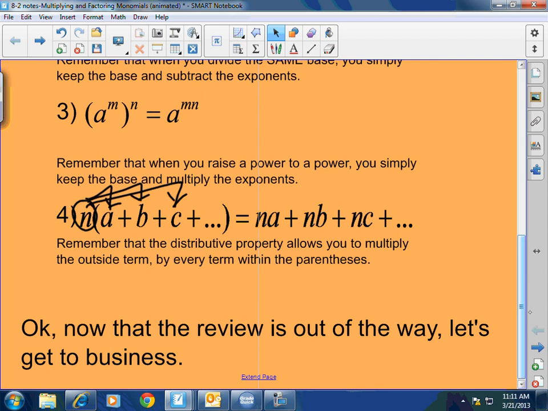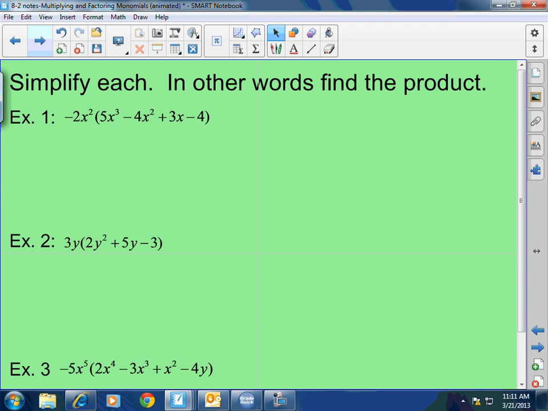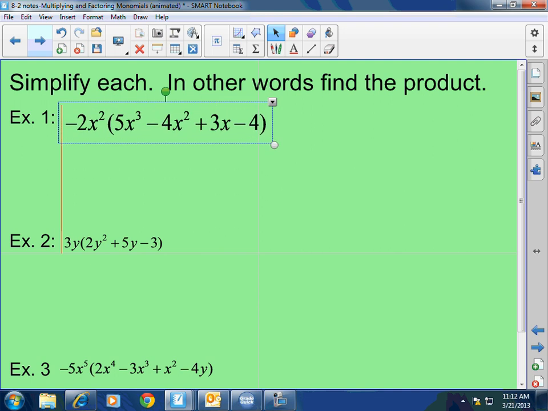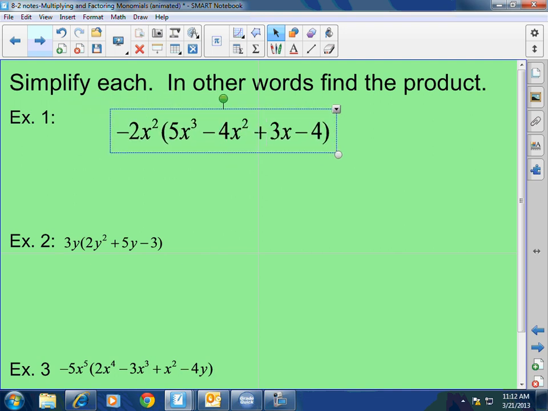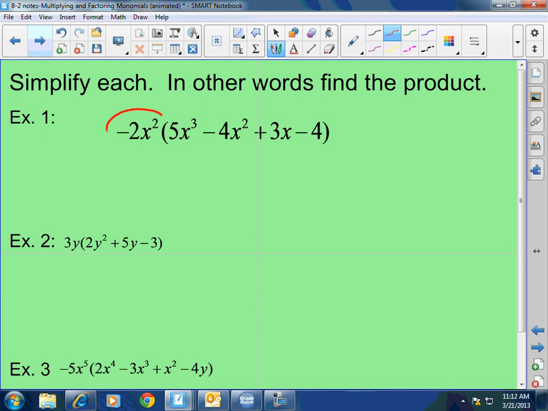Okay, now that the review is out of the way, let's get to business. Simplify each. In other words, find the product. My friends, it's literally what I just finished talking about. You're going to distribute the outside monomial to every single term inside of the polynomial.